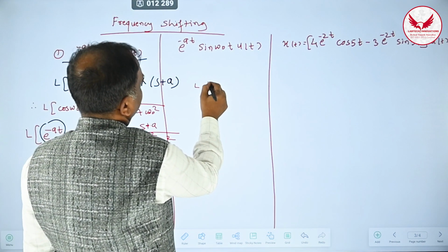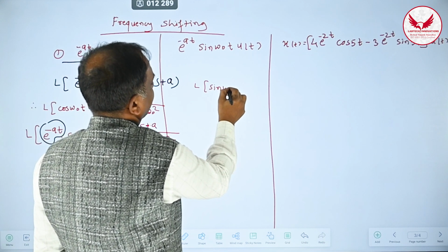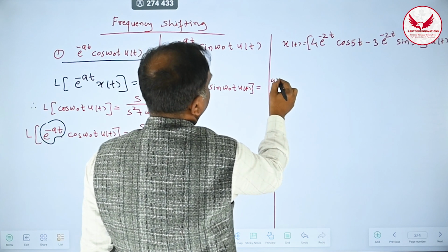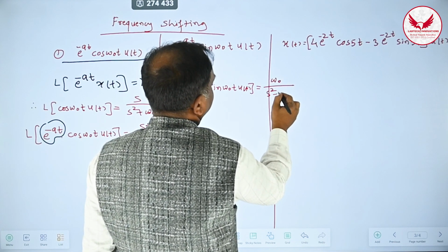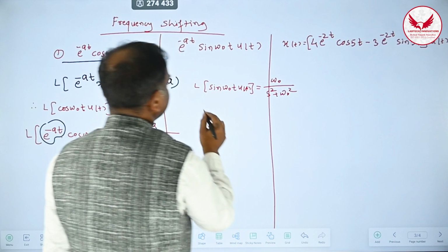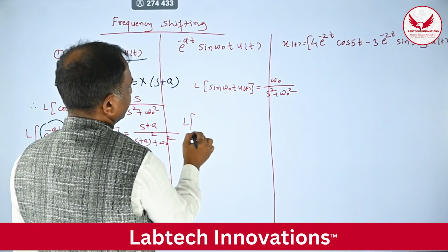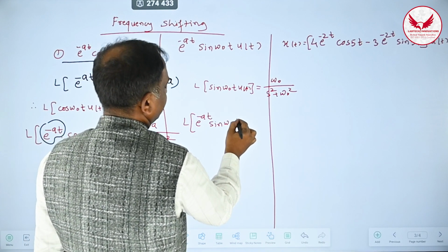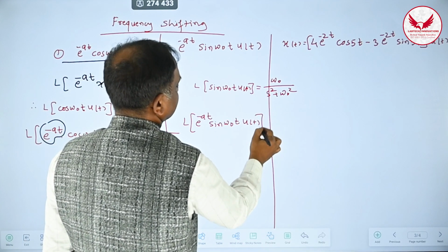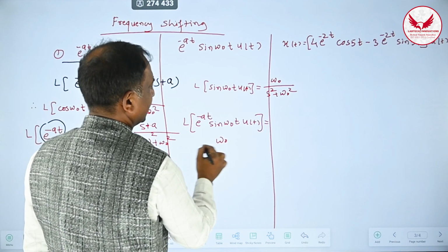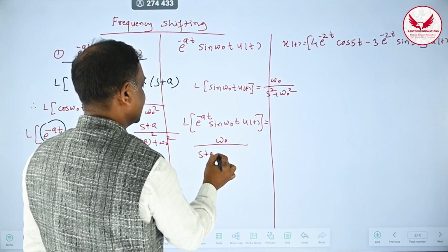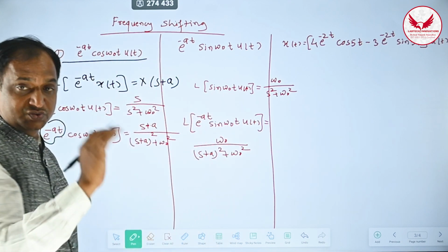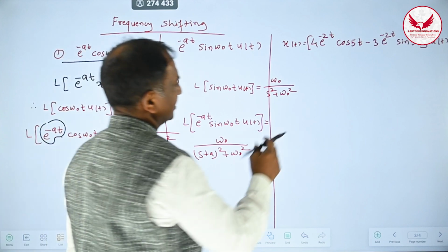So Laplace transform of sine omega 0 t u of t is equal to omega 0 upon s square plus omega 0 square. And this is multiplied by, using the frequency shifting property, e raised to minus at into sine omega 0 t u of t. So this is equal to omega 0 divided by, wherever s is there, you replace s by s plus a whole square plus omega 0 square. That's it. Within 2 steps we will get the answer. Same, we will see another problem here.